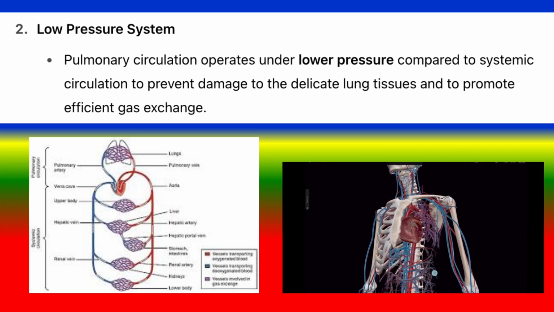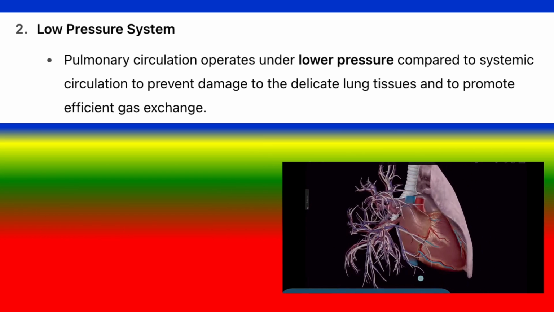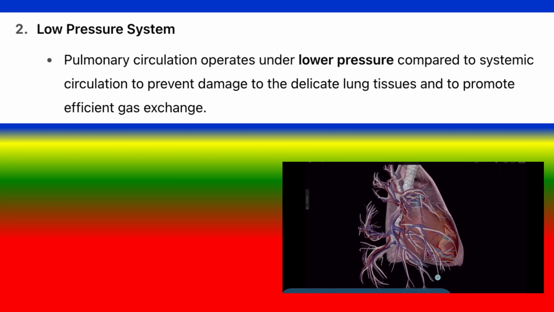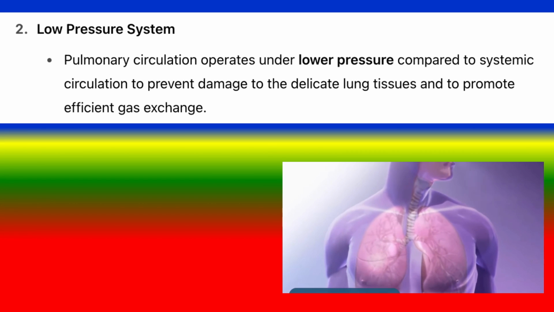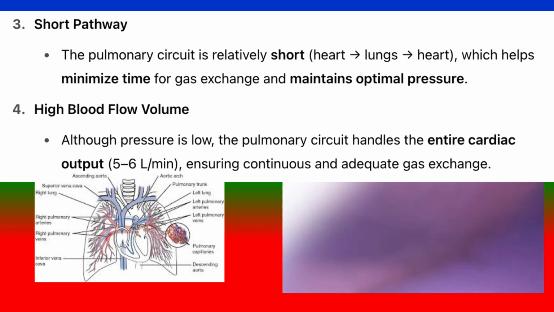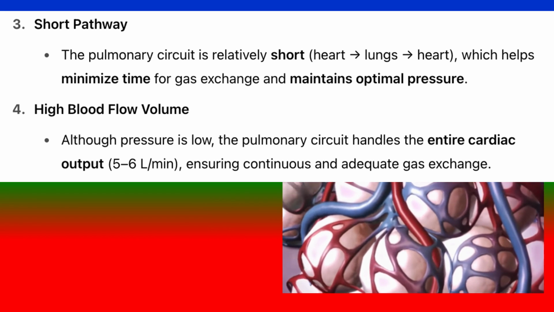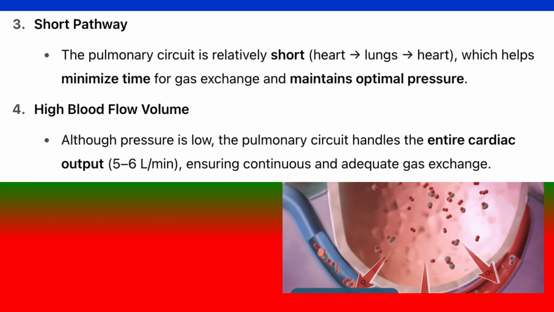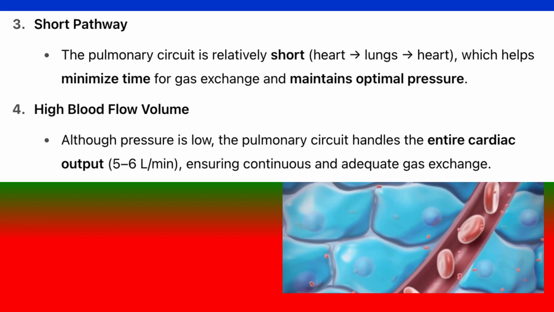2. Low pressure system. Pulmonary circulation operates under lower pressure compared to systemic circulation to prevent damage to the delicate lung tissues and to promote efficient gas exchange. 3. Short pathway. The pulmonary circuit is relatively short, heart, lungs, heart, which helps minimize time for gas exchange and maintains optimal pressure.